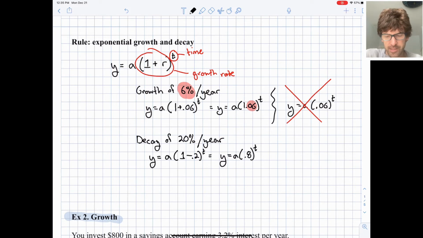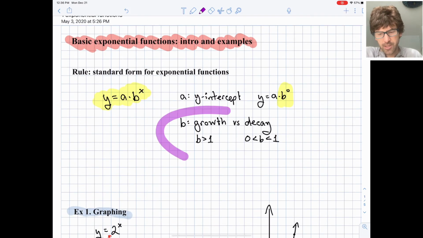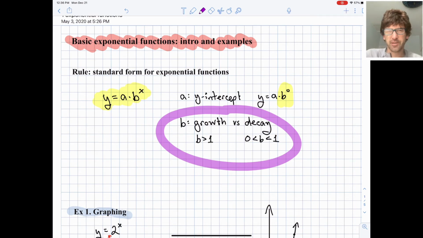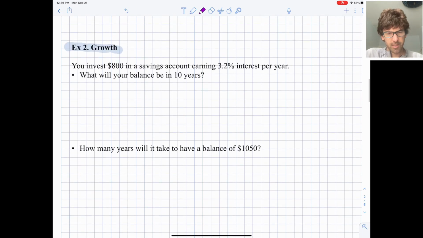Key thing to remember is, in this case, 6% per year, we're dealing with growth and our b value is larger than 1. And conversely, when we're decaying by 20% per year, we're dealing with decay and our b value is less than 1. And so that agrees with what we were talking about up here in terms of growth versus decay. If b is greater than 1, we have growth, less than 1, we have decay. Let's do a couple quick problems.